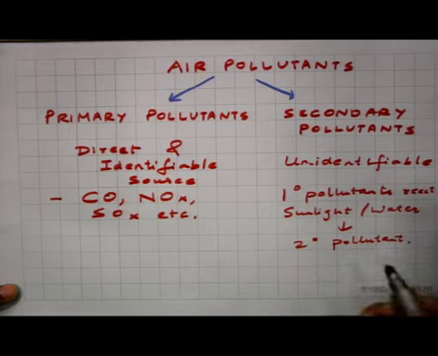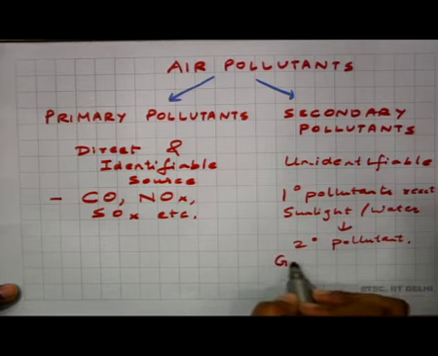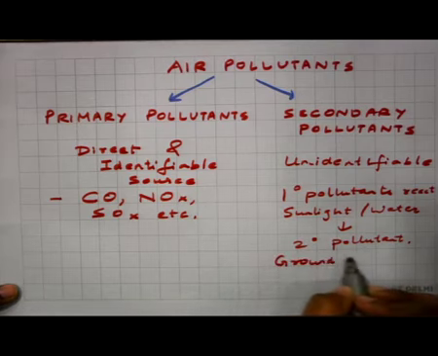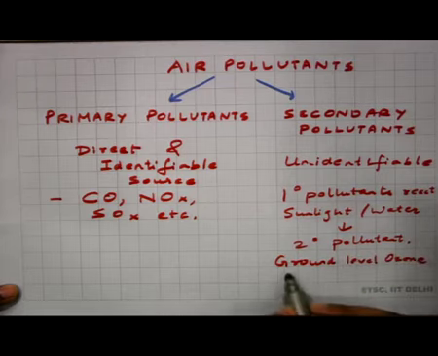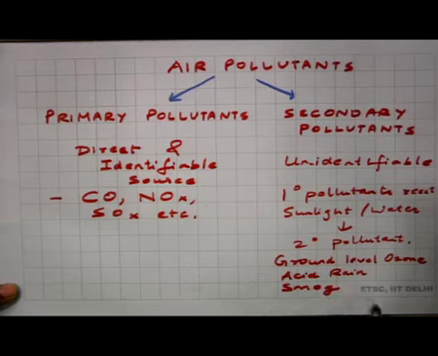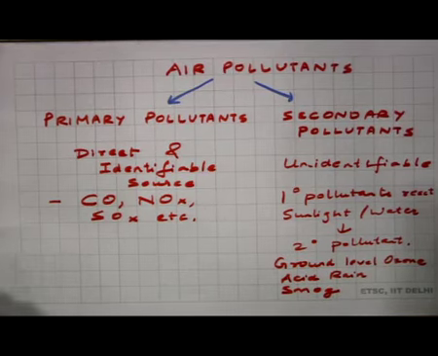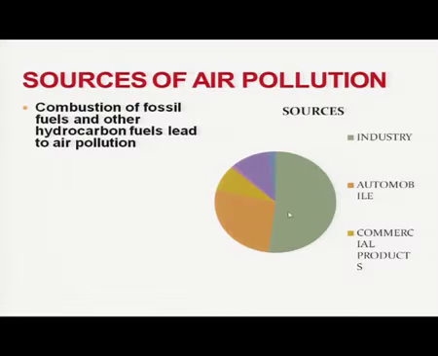Yes, examples of secondary pollutants are ozone or the ground level ozone, then acid rain is a very good example of secondary pollutant, and smog, which is commonly seen in winters and we mistake it to be a fog, is actually a secondary pollutant. So, we will be discussing it further, but let us see the sources of air pollution.